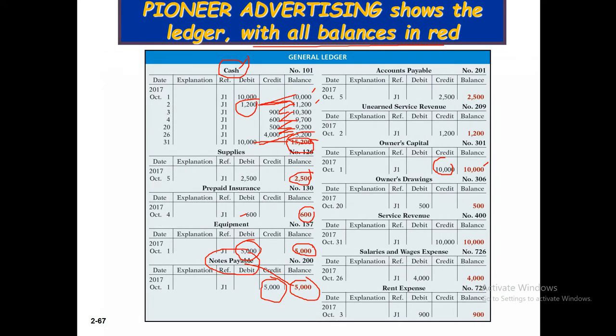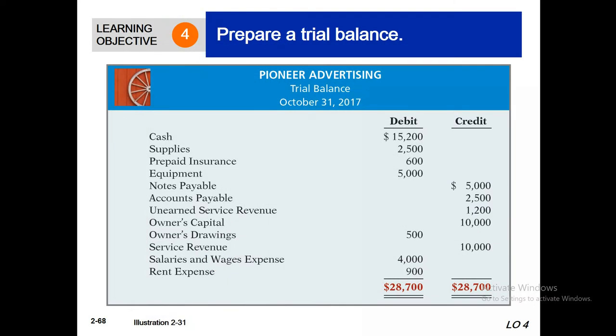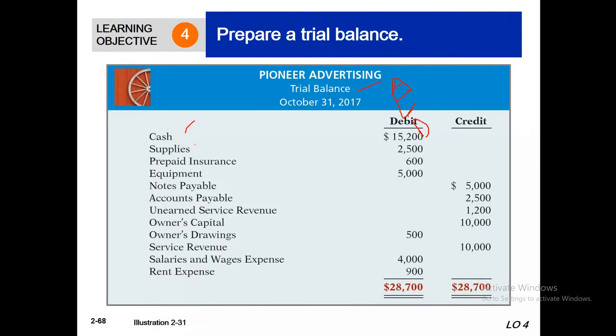Suppose here we have prepared our trial balance. This is our debit side. Debit shows all the assets, all the expenses, and the drawings. This will be our debit balance. From here, this is our cash, this is our supplies, prepaid insurance, and equipment. These are our debit balances.